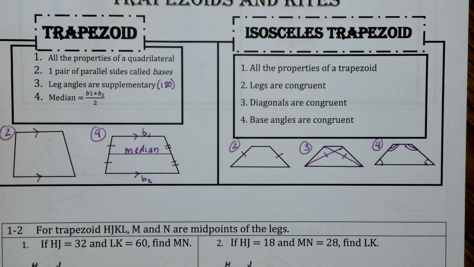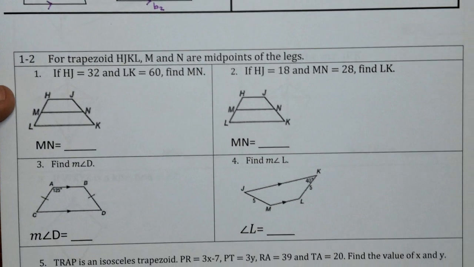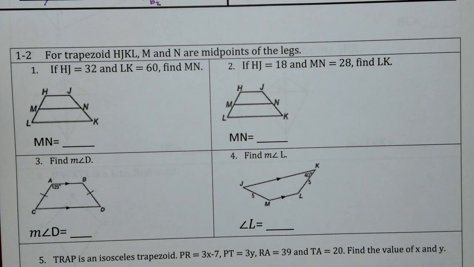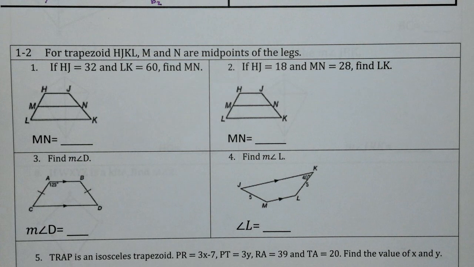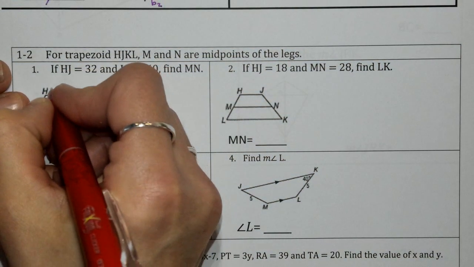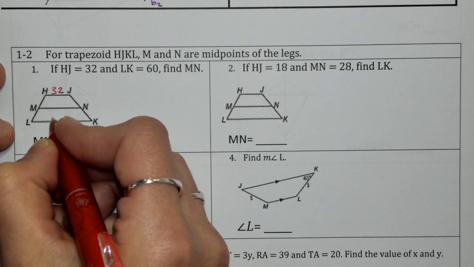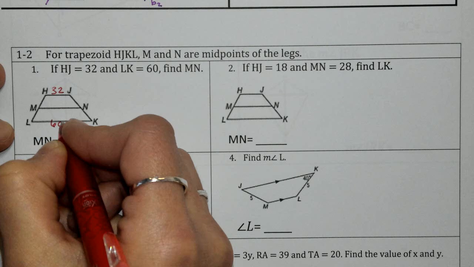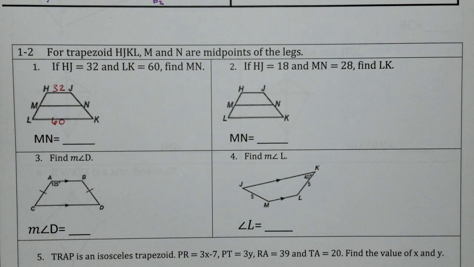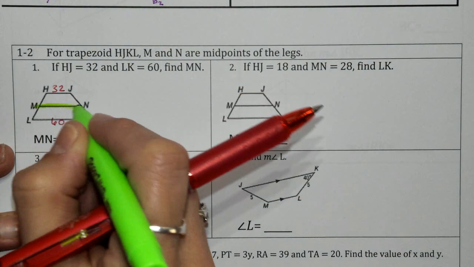Okay, let's go ahead and jump into some problems here. So first problem here, we have if HJ is 32. So right here, HJ, we have 32. And LK, way down here, is 60. We want to find MN. So MN is going to be that median there.